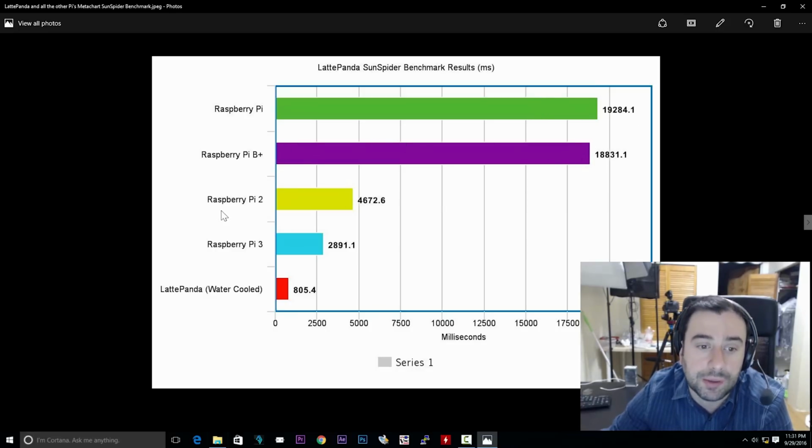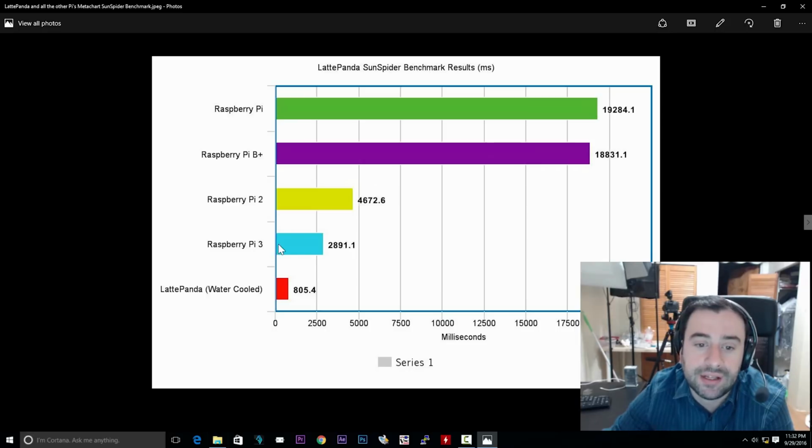Now let's go to the Raspberry Pi 2. It's a huge difference, like night and day. Remember, they went from, I think, single core to quad core, or I think the Raspberry Pi B Plus was dual core, then the Raspberry Pi 2 was quad core. So it blew it out of the water. Now the Raspberry Pi 2 scored a 4,672.6, right? That's milliseconds. So it's maybe 4 or 5 times faster than the original Raspberry Pi.